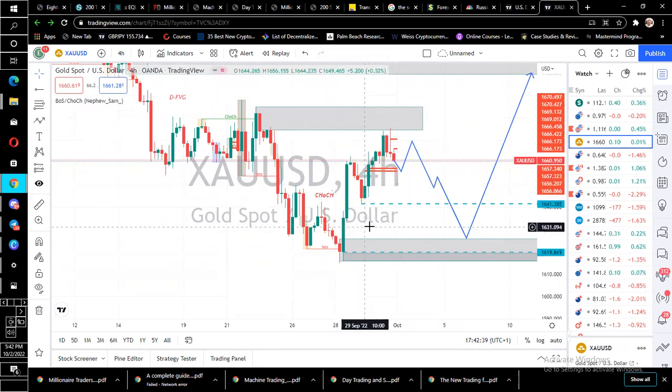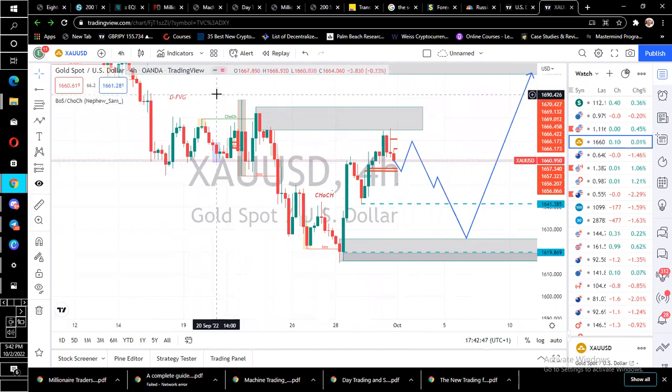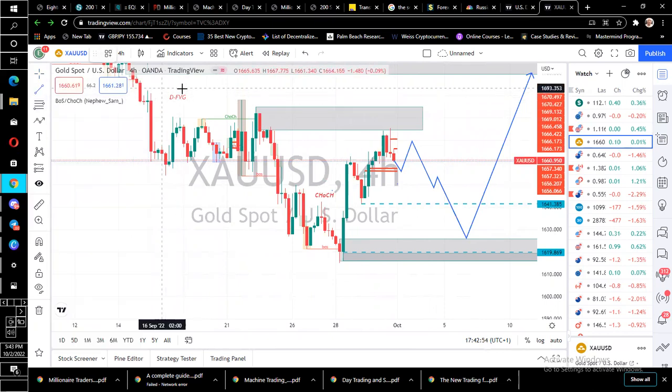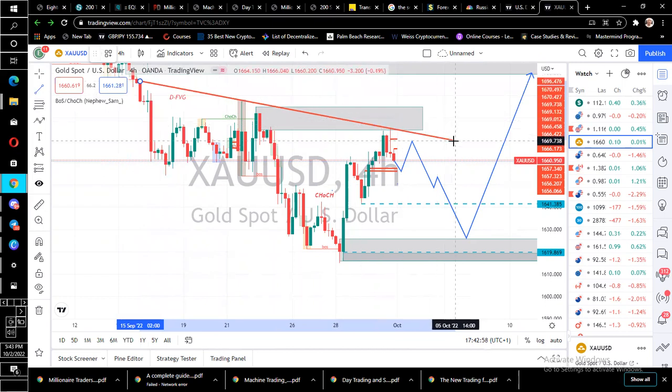So I want to see them trade back into this particular fair value gap. Then I look for the buy side to the upside to take away all this liquidity that is resting above here, which is the trend line liquidity that we have up here. So I'll be expecting that to happen. Once that happens, I will have a good setup to go to the upside because I would like to see them come and take out this liquidity to the upside.